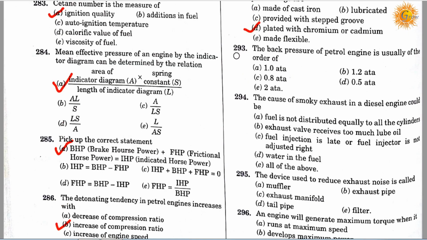Question number 293. The back pressure of a petrol engine is usually of the order of: option A, 0.80 ATA; option B, 1.2 ATA; option C, 0.8 ATA; option D, 0.5 ATA; and option E, 2 ATA. So the correct answer will be B. It will be 1.2 ATA.